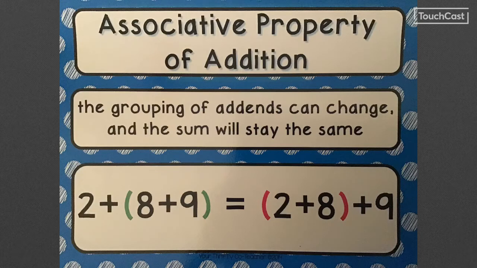The associative property is going to be all about group changes, where the parentheses will move, but you'll end up with the same answer. So for the associative property of addition, you could write 2 plus, and then in parentheses, 8 plus 9, and that would give you the exact same answer as, in parentheses, 2 plus 8, plus 9. The groups can change when it's all addition, but your sum will stay the same.